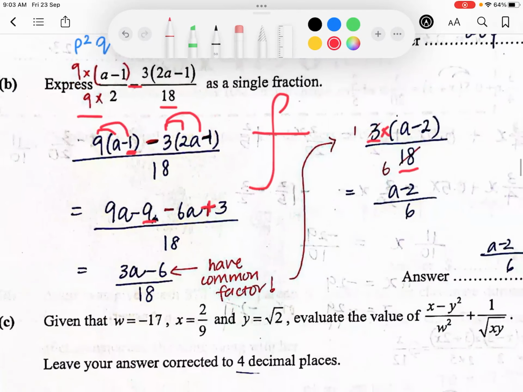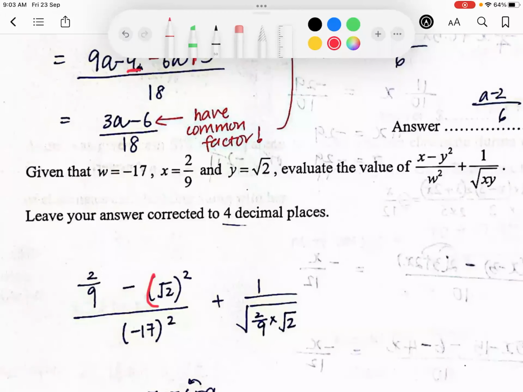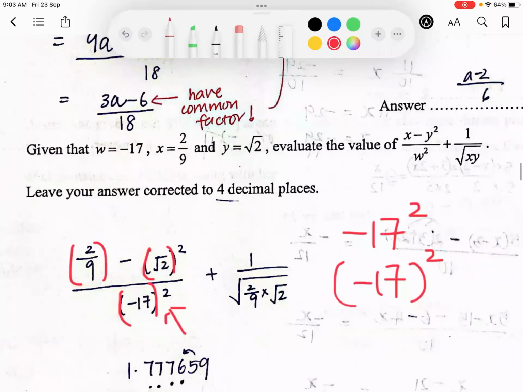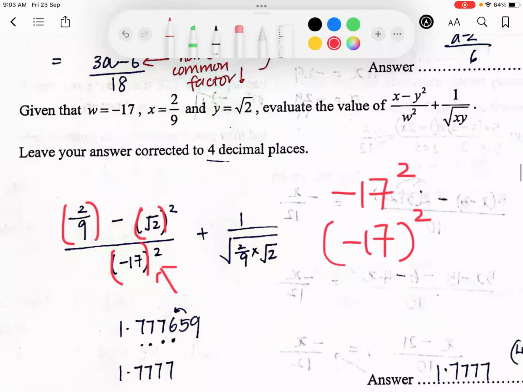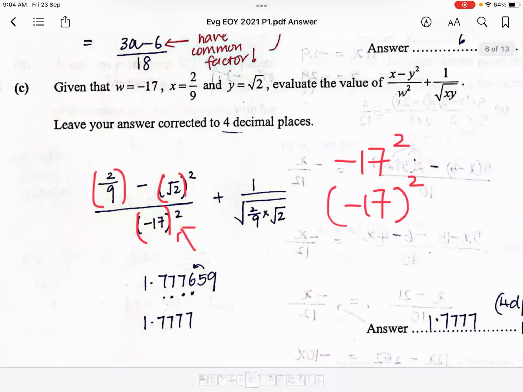Next question over here, this one, please take note. Please put brackets. So for me, usually I like to put everything in brackets. Because for this one, if you take note, -7 square and bracket -7 square, the calculator will come out with a different answer. So it's safer for you to put brackets on everything. And then for decimal places, this one shouldn't be a big problem.